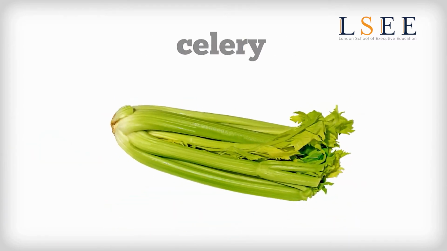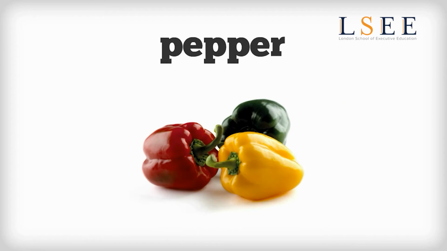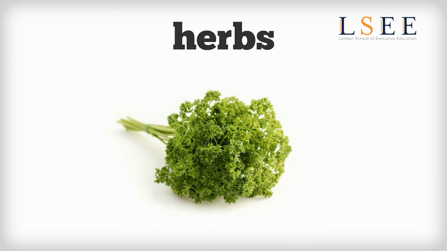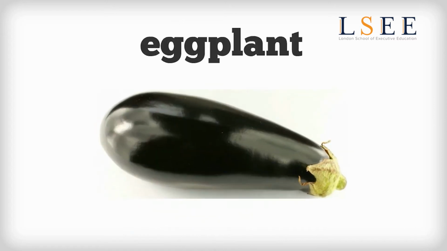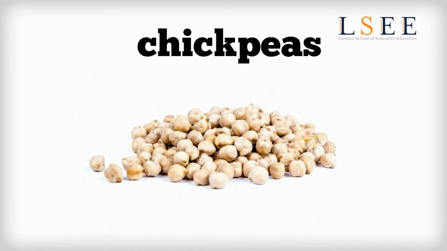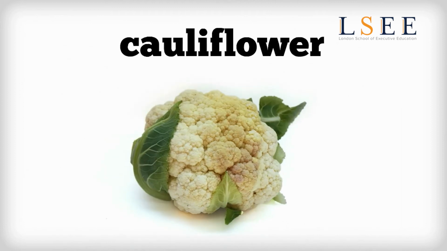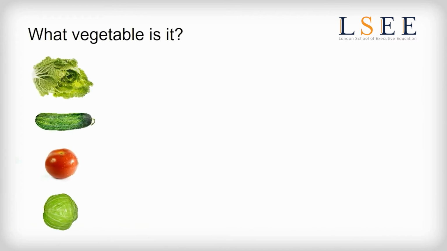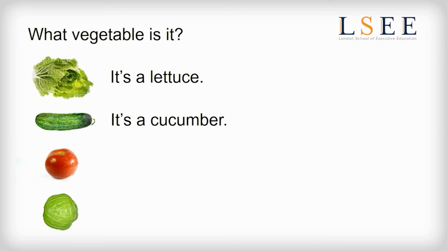Celery, pepper, or capsicum. Herbs. Eggplant, chickpeas. Cauliflower, cabbage. Let's practice. What vegetable is it? It's a lettuce. It's a cucumber. It's a tomato. It's a cabbage.